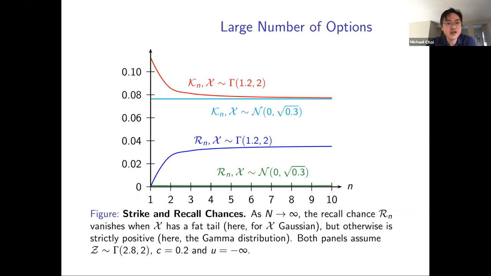For example, if you do a simulation like this, this is what we call conditional chance. If you assume the known factor has different distributions, we made this example such that these two distributions have the same variance and the same mean, just different shape. Turns out the shape matters. As you increase the number of options to infinity, if the distribution is Gaussian, recall vanishes, you never recall. But if it's gamma, you still recall with strictly positive chance. So the behavioral prediction is completely different.